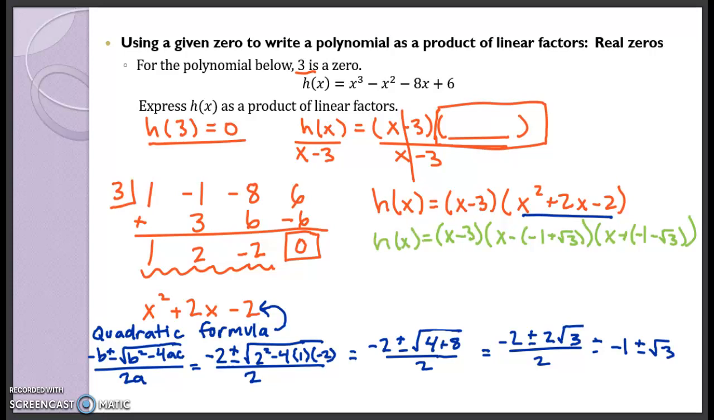I could maybe simplify the way it looks a little bit by distributing this negative in. Okay. Now, I believe I said plus here. We're always going to be subtracting our zeros. So it should be x minus negative 1 minus square root 3. So we could multiply those negatives in and get something a little different. But those are linear factors, and we can be done there.